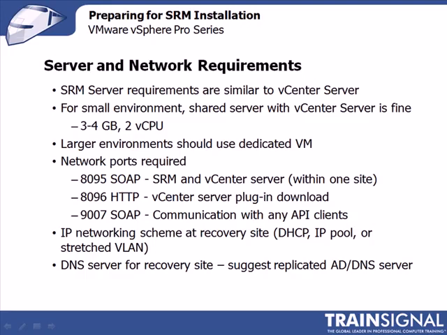You'll also need some network ports opened up between the various components of SRM. In between the SRM server and the vCenter server, within one site, you'll want to make sure that you have port 8095 open for SOAP communication between those two. The vCenter server plugin download also needs to be available, and there's a port for that which is 8096. That's just HTTP traffic going over that. It allows you to download the plugin to install within your vSphere client. Communication between API clients within SRM also uses port 9007. That's the SOAP protocol talking over it.